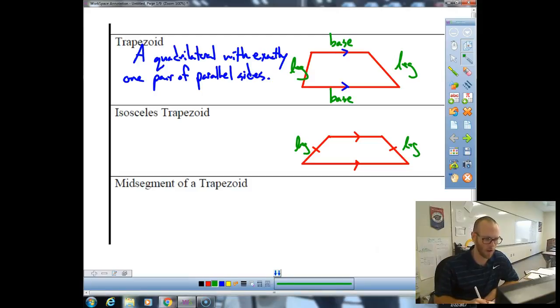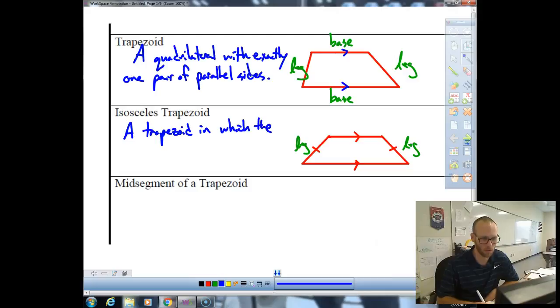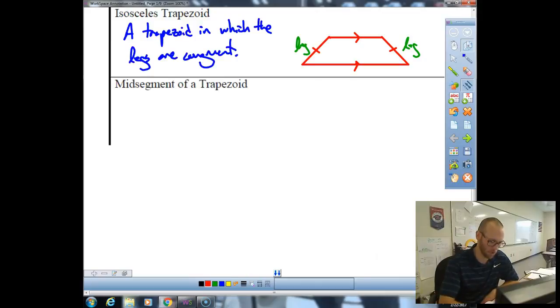So an isosceles trapezoid is a trapezoid in which the legs are congruent. Pretty simple. This is still a base, that's a base, but now when these are congruent, we call that an isosceles trapezoid. One other thing that we'll see with a trapezoid is one segment that's called a mid-segment.